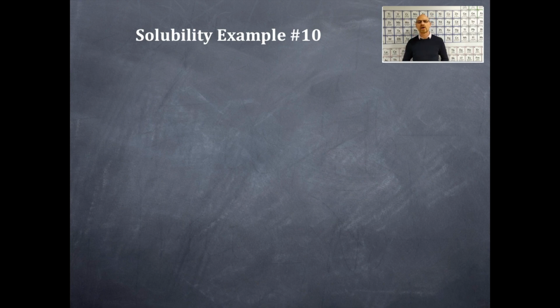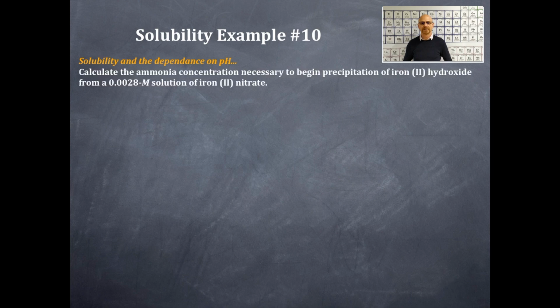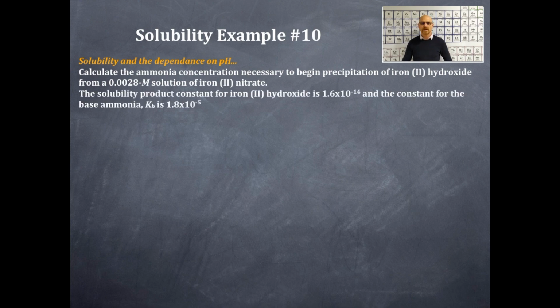Today we're talking about solubility example number 10. Already on number 10. Solubility and the dependence on pH. We're going to calculate the ammonia concentration necessary to begin precipitation of iron 2 hydroxide, or ferrous hydroxide, from a 0.0028 molar solution of iron 2 nitrate, ferrous nitrate. The solubility product constant for iron 2 hydroxide is 1.6 times 10 to the negative 14. And the constant for the base ammonia, the Kb, is 1.8 times 10 to the negative 5.